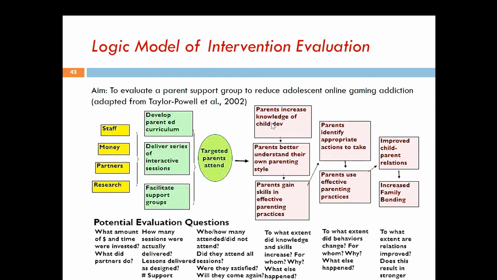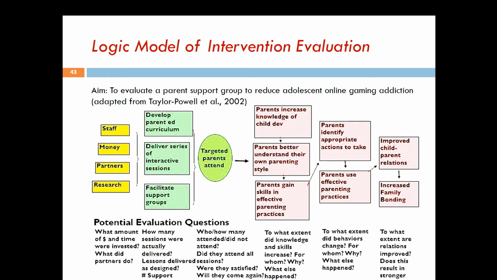So the blue ones are the outcomes. This is the short term, medium term, and probably the long term. Okay, the short term is parents increase knowledge of child development so that they can better understand their own parenting style, and they can also gain skills in effective parenting practices. So for the short term, even though the aim is to reduce adolescent online gaming, as a result of public education, the immediate outcome is that they feel more confident. We want the parents to understand adolescents are very rebellious, gaming is a way of life for the youngsters. They cannot not game or not be on the smartphone. And then what are some of the skills in effective monitoring?